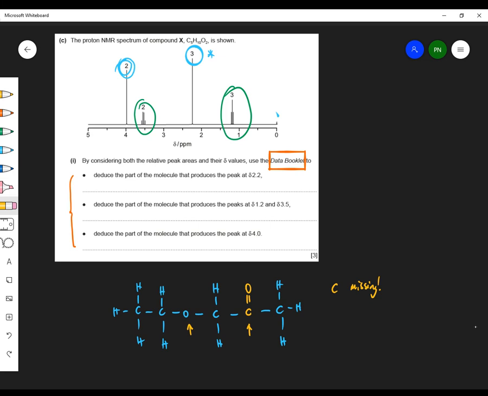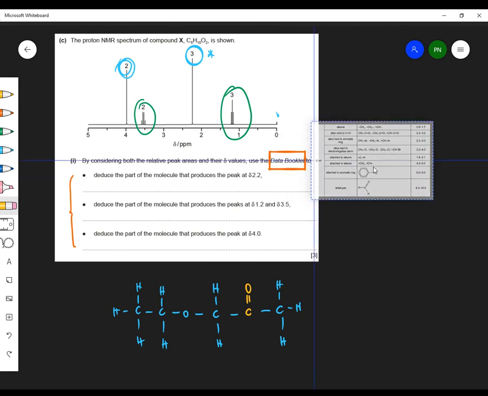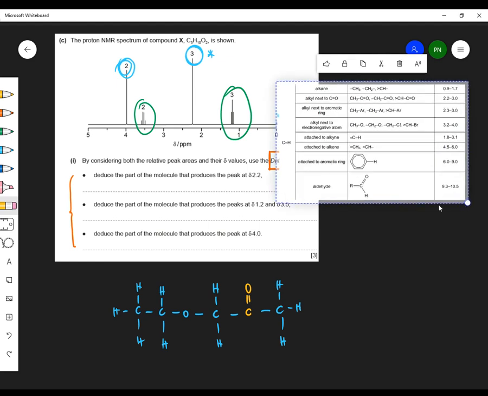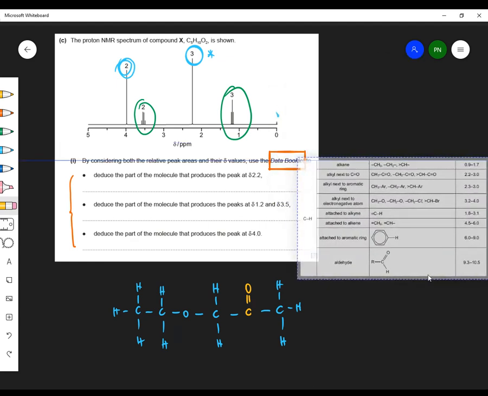But now I'm going to look at my delta values and see if that can help me. So 2.2. Let me look at the data booklet. Let me see if I can bring the data booklet to life. I think I can copy the data booklet and just show that, because then you'll see what I'm talking about. I'm going to copy all of this down to about here and put it here. There's the data booklet.